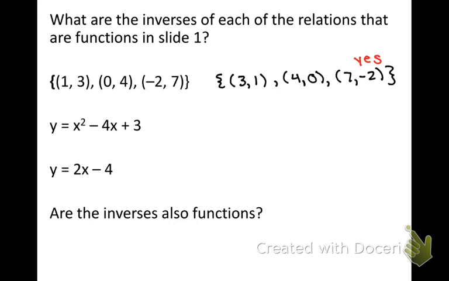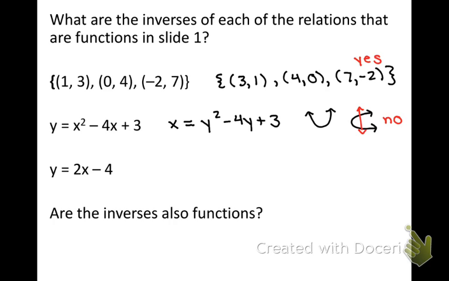All right, let's find the inverse of y equals x squared minus 4x plus 3. We're going to switch our x's and our y's. So we're going to have x equals y squared minus 4y plus 3. Where I saw y's, I'm going to write x's, and where I saw x's, I'm going to write y's. Now, from a visual standpoint, when I take the inverse, it's essentially going to turn this parabola on its side. This would fail my vertical line test, so this would not be a function.